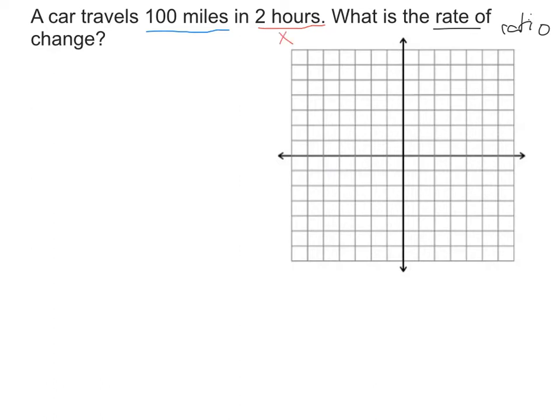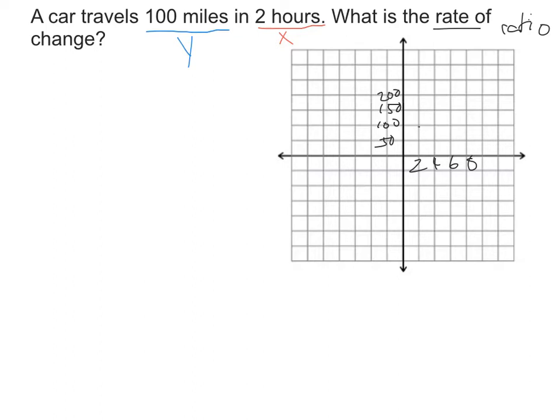This will be my x value because time is always independent and the independent variable goes on the x-axis. So that means 100 miles should be the y variable. So if I were to graph this situation, what I'm looking at is 2 hours and 100 miles. Here's 2, 4, 6, 8, and then on the y-axis I can go, let's say 50, 100, 150, 200, and so on.